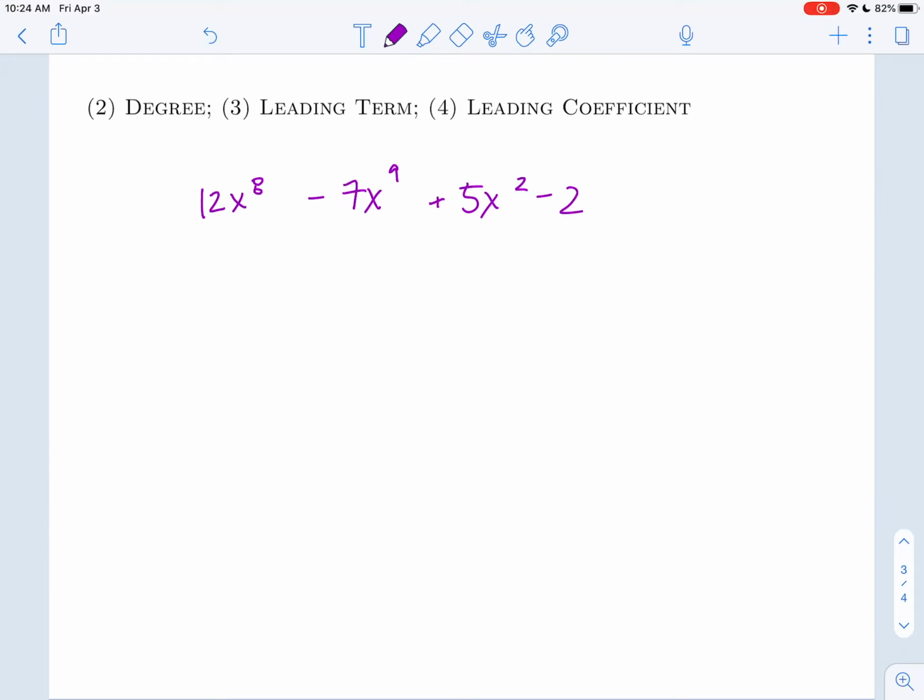So the degree is going to be the largest exponent. So if we look into this expression that I have up above, the largest exponent I see is that 9. So that 9 is going to be my degree. Okay. The next thing I'm looking for is that leading term. So the leading term, that's going to be the entirety of the term with the largest exponent.